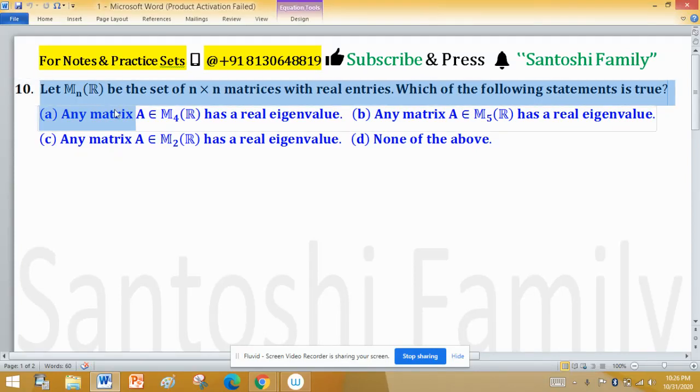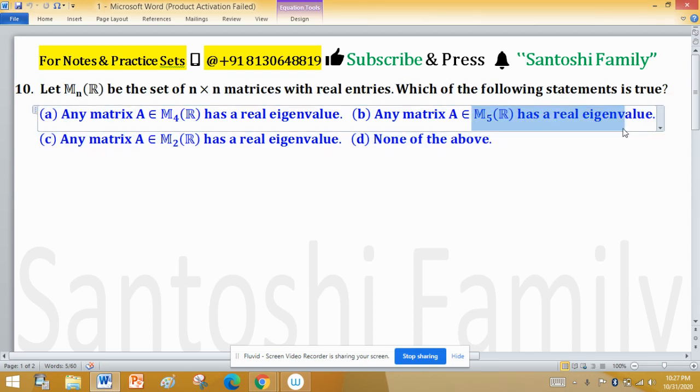Let M_n(R) be the set of n by n matrices with real entries. Which of the following statements is true? Option A: any matrix A belonging to M_4(R), a 4 by 4 matrix over R, has a real eigenvalue. Option B: any matrix A belonging to M_5(R), a 5 by 5 matrix over R, has a real eigenvalue. Option C: any square matrix of order 2 over R has a real eigenvalue.